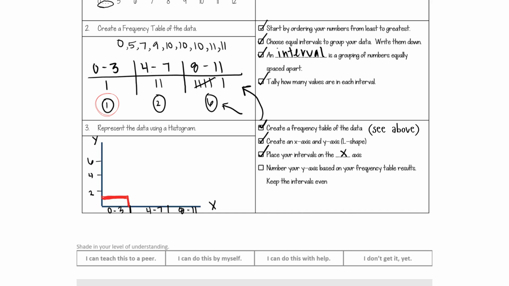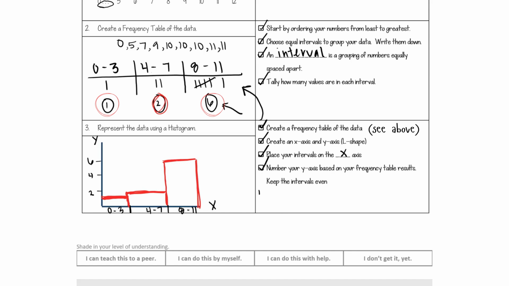How many values are between 4 and 7? Look up at my frequency table, and there are 2. How many values are between 8 and 11? This is the big one. There are 6. And that is how you create a histogram.